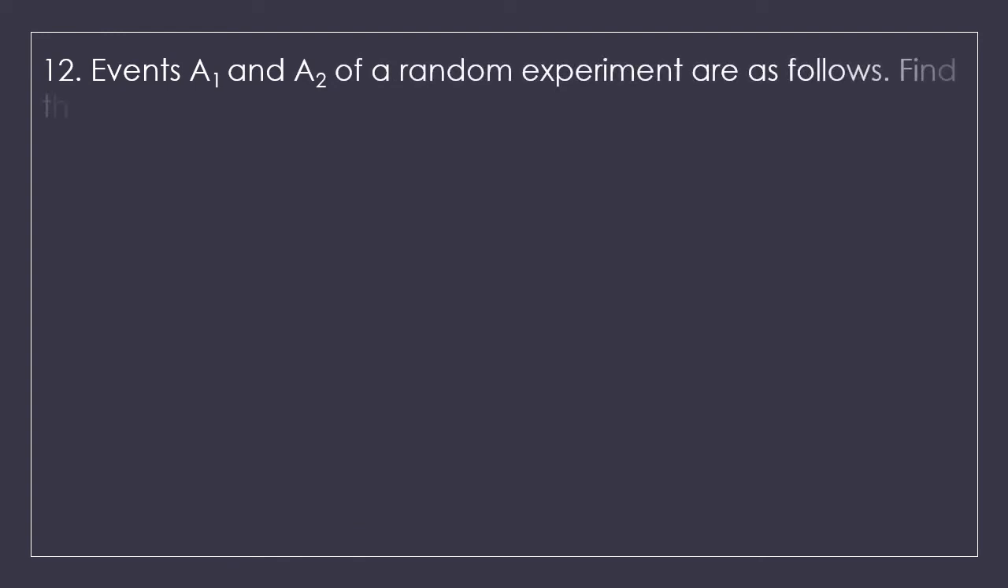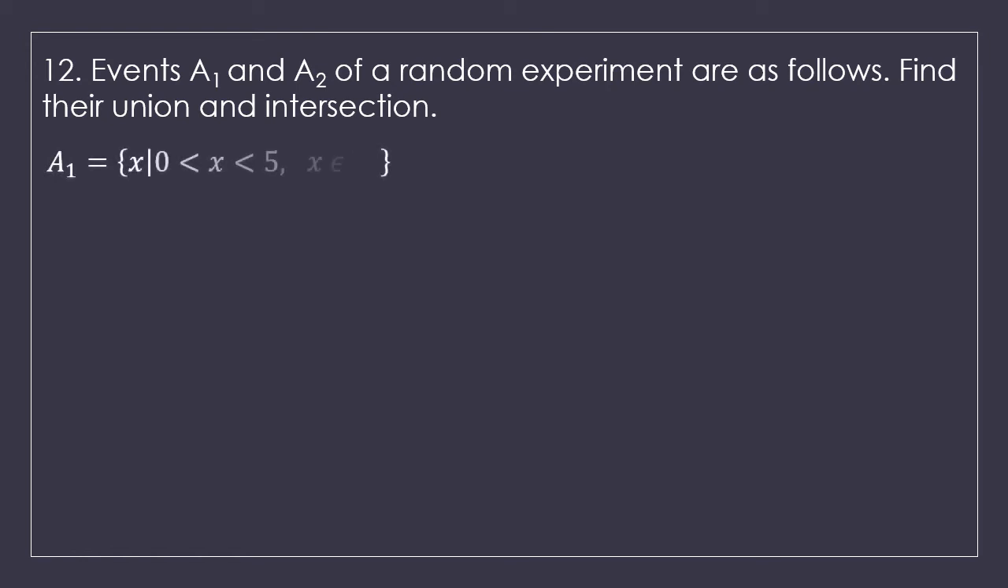Events A1 and A2 of a random experiment are as follows. Find the union and intersection. The A1 and A2 have been explained here. A1 is x, where x lies between 0 and 5, and x is a natural number. Now natural number is 1, 2, 3, 4, and you know the meaning, right? Actually, it's not a natural number, it's just an integer. We can't say it's a natural number, it's an integer. A2 lies between -1 and 3, and it is also an integer. That means we can say it's a whole number or integer, it's okay.